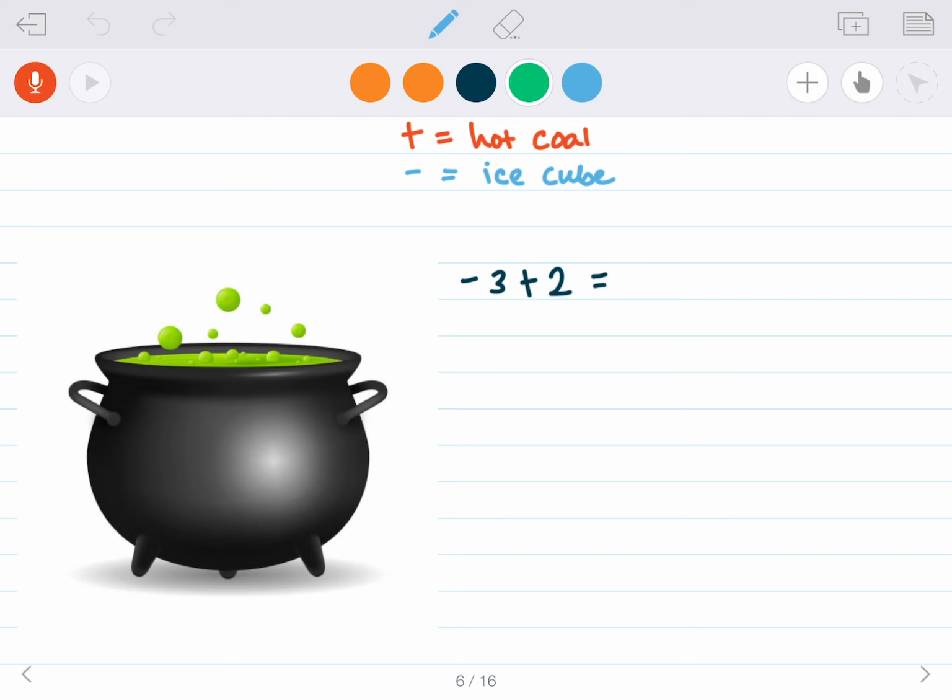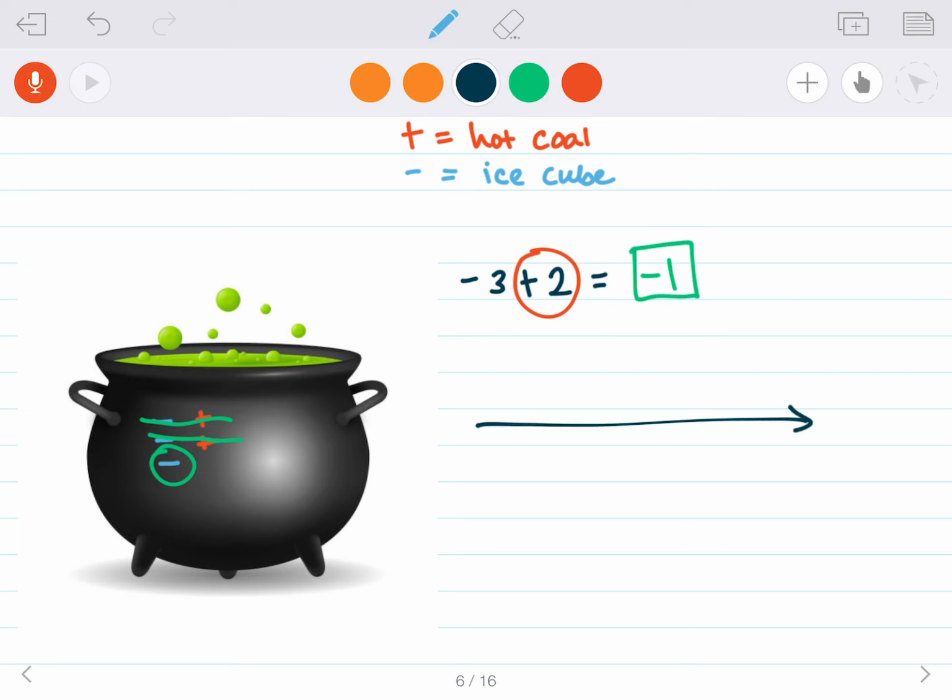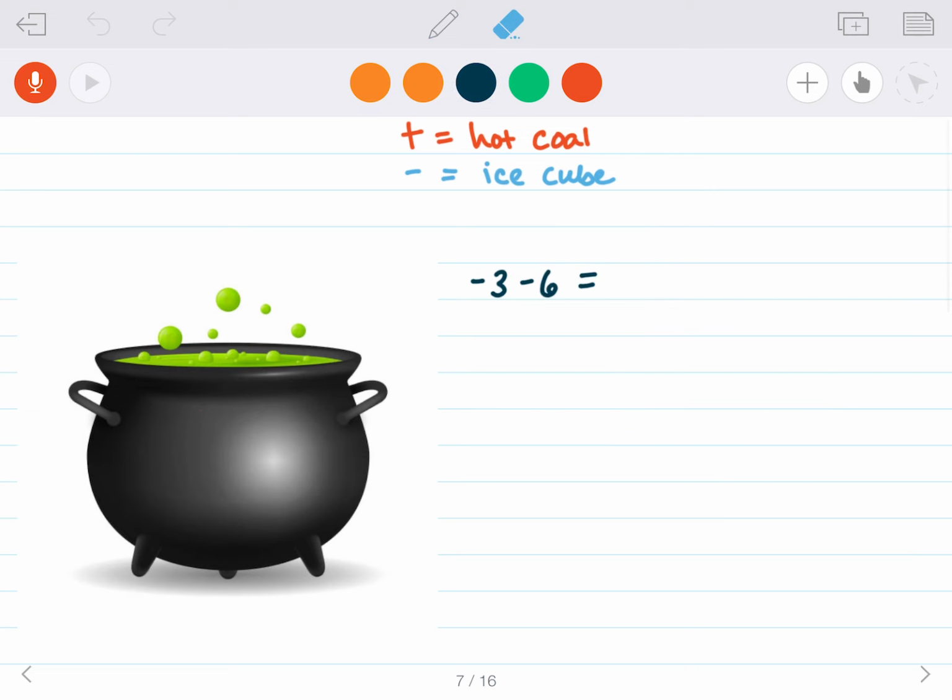So we start with 3 ice cubes, 1, 2, 3. And I want to add 2 coals, 1, 2. Cancel out my zeros, so this makes 0, this makes 0, and I'm left with 1 ice cube, so that is -1. We can also think about this with the number line. You can always go back to the number line. If we're at -3 and I hop to the right 2 units, I go 1, 2, and I end up at -1. So that is that.